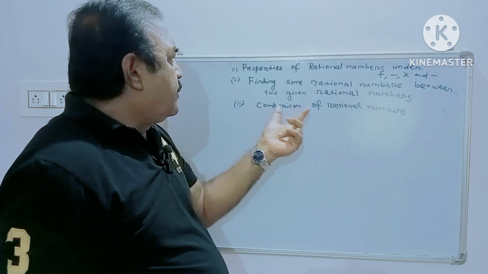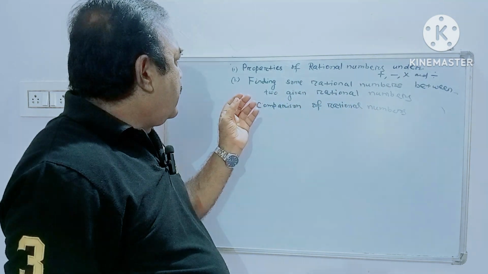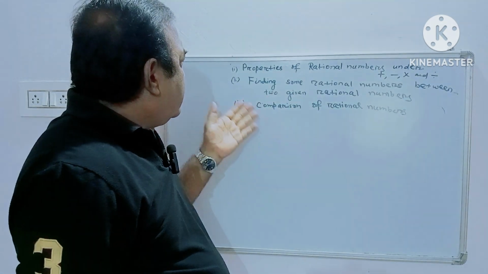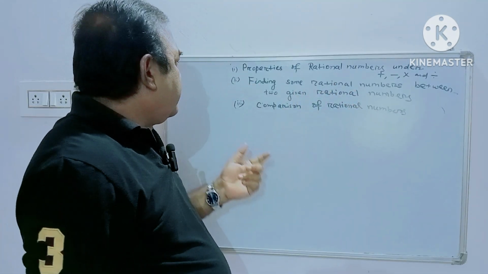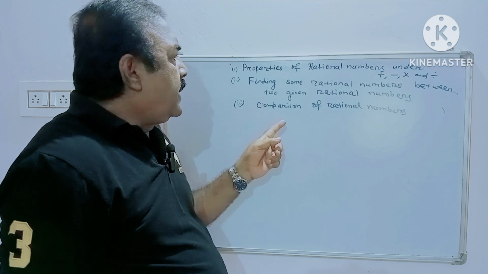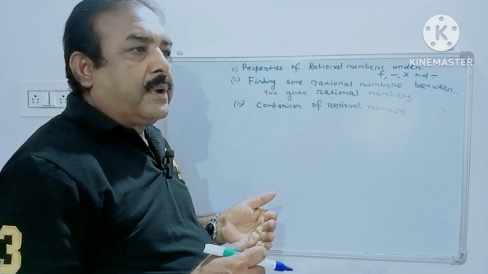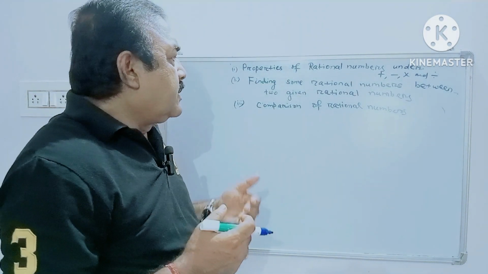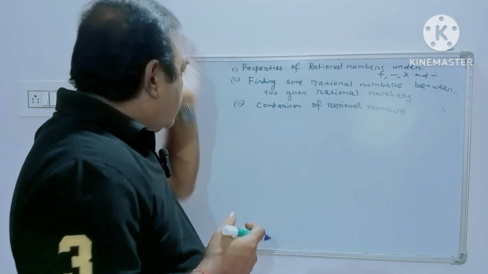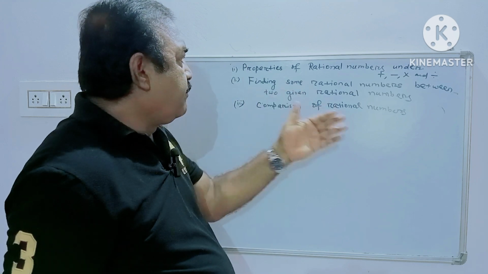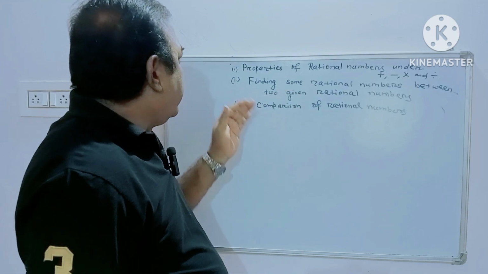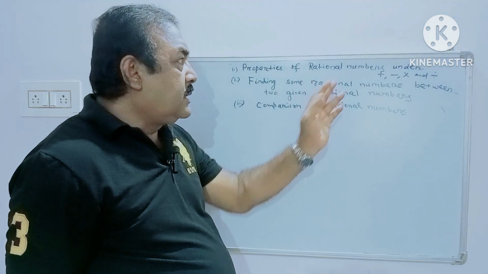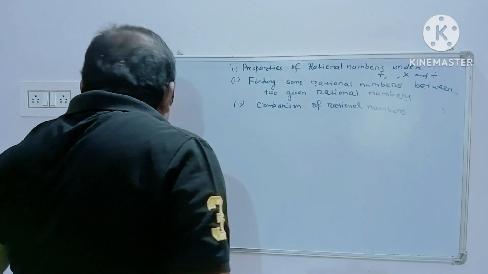We will be given two rational numbers, and we will find some, whether 3, 5, any number, between the two given rational numbers. Then third, comparison of rational numbers. We will compare between, suppose, two rational numbers, which one is greater than the other. So we will discuss that. But before going to that, we will discuss the properties of rational numbers under different basic operations.